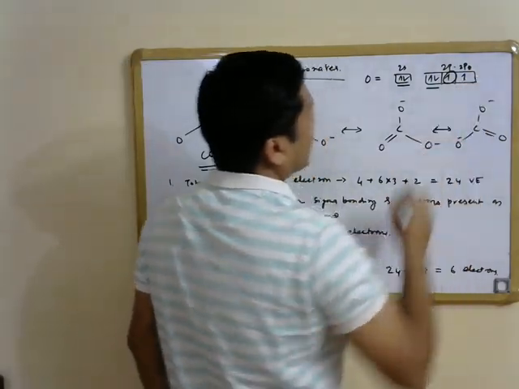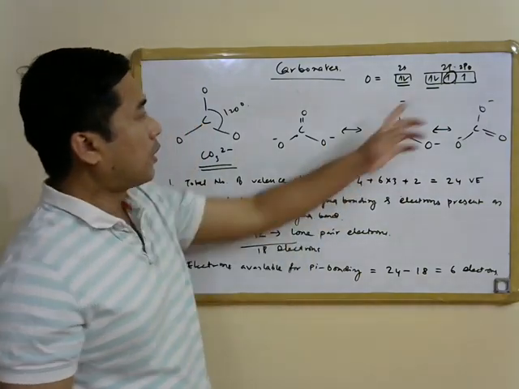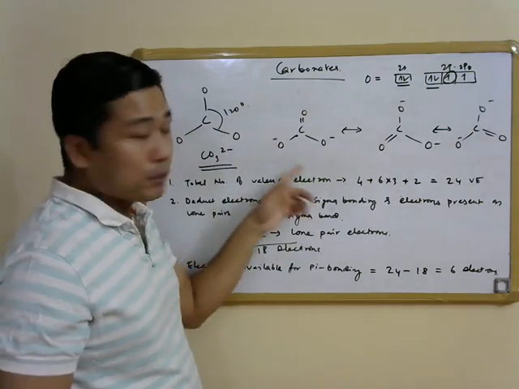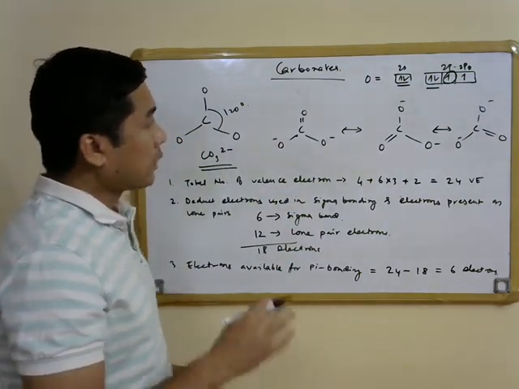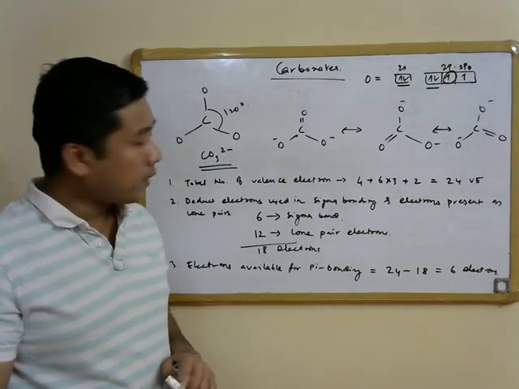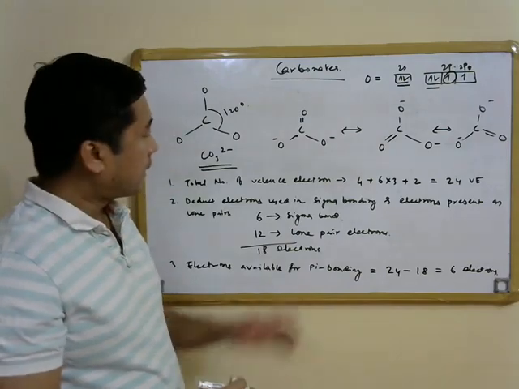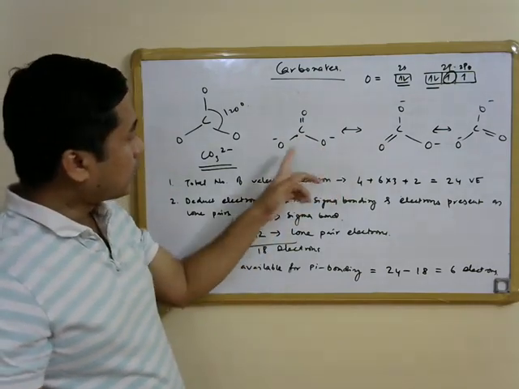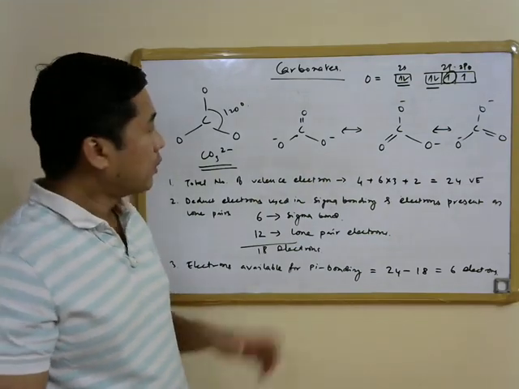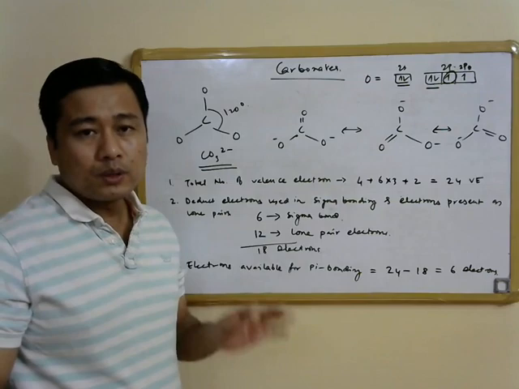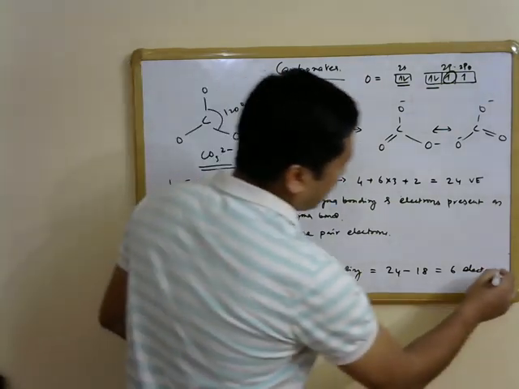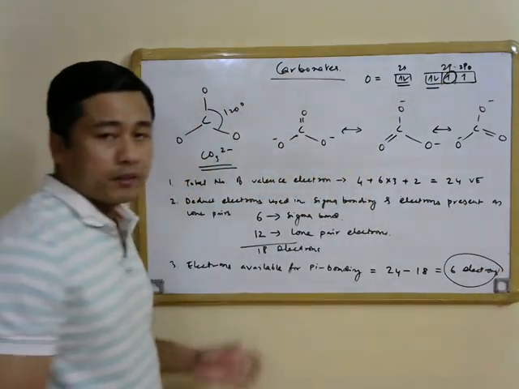So there is an electron in the 2pz orbital on each of these oxygen atoms essentially. So in total, there are 4 orbitals available for pi bonding: one 2pz orbital on the carbon atom, and on each of these oxygen atoms we also have a 2pz orbital. So there are a total of 4 atomic orbitals available for pi bonding, and we have a total of 6 electrons available for pi bonding.